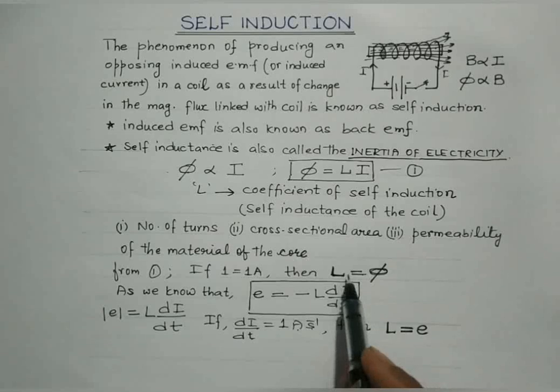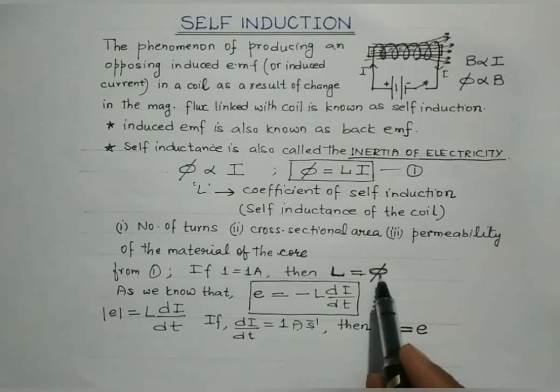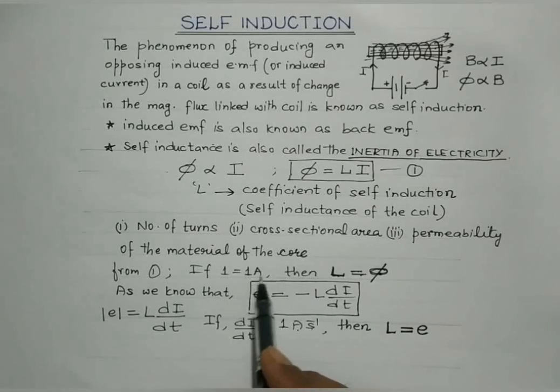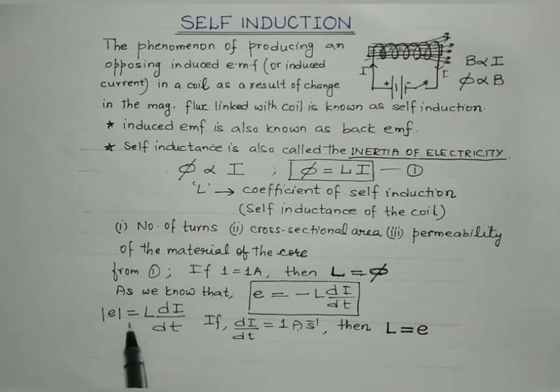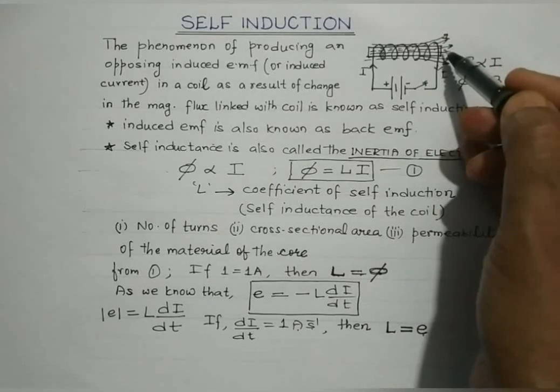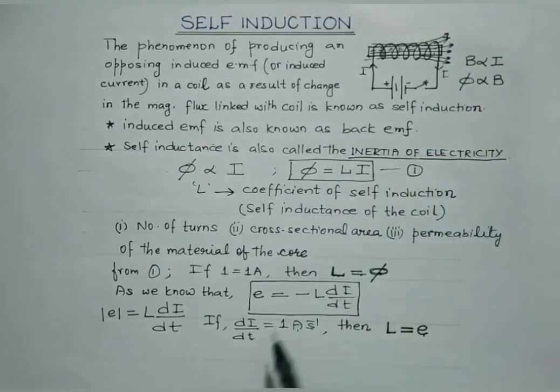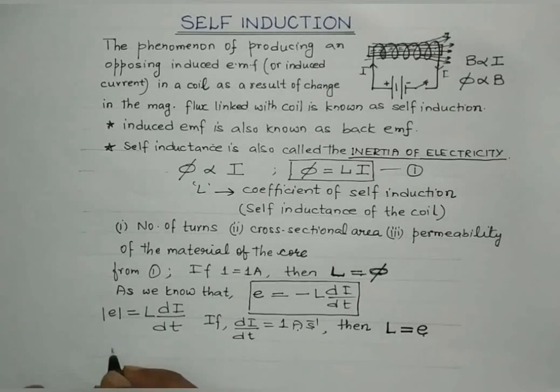Again I repeat, here the self-inductance of a coil may be defined as the magnetic flux associated with the coil when a current of 1 ampere is made to pass through it. And using this mathematical formula, we can define the self-inductance of a coil as numerically equal to the EMF that gets induced in the coil when the current in the coil changes at the rate of 1 ampere per second. Clear, students? Now let's talk about its SI unit.